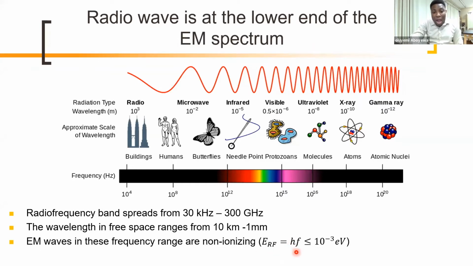For RF waves, we say that they are non-ionizing because, by calculating their energy, they are in the range of electron volts, say 10 to the negative 3. For ionization, for instance, the first ionization potential energy of water is about 12.6 electron volts. So with radio frequency waves, we are really, really below that. And by ionization, I mean the process whereby the interaction of an EM wave detaches an electron from some atom. Radio frequency waves cannot do that because their energy is really, really below the ionization energy.